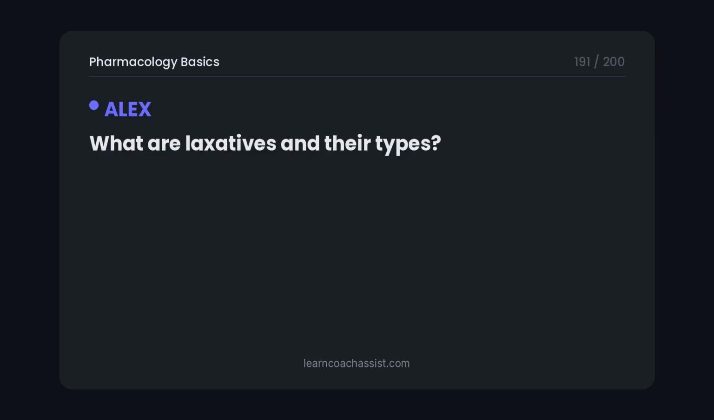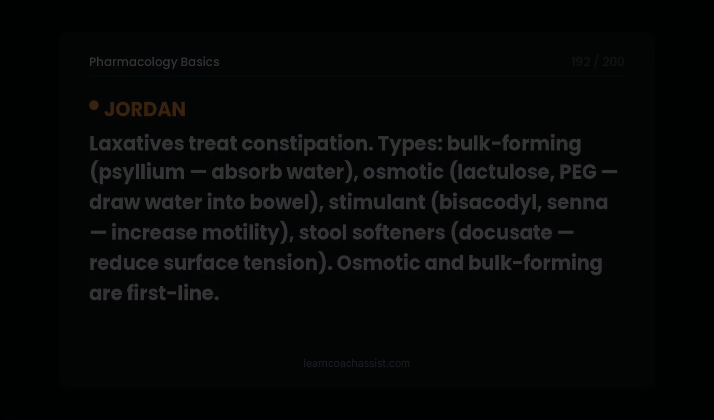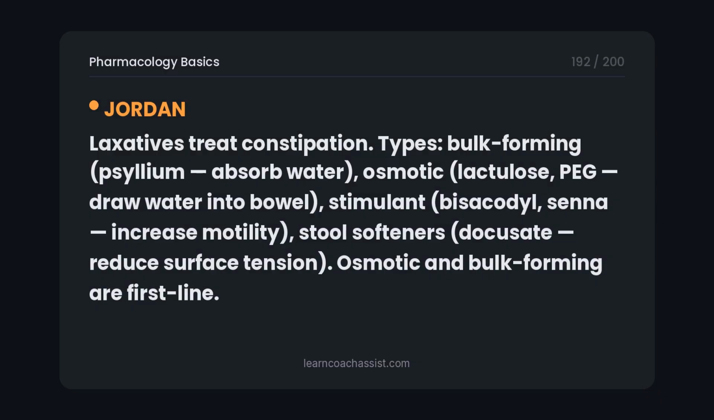What are laxatives and their types? Laxatives treat constipation. Types: bulk forming, psyllium, absorb water; osmotic, lactulose, PEG, draw water into bowel; stimulant, bisacodyl, senna, increase motility; stool softeners, docusate, reduce surface tension. Osmotic and bulk forming are first line.